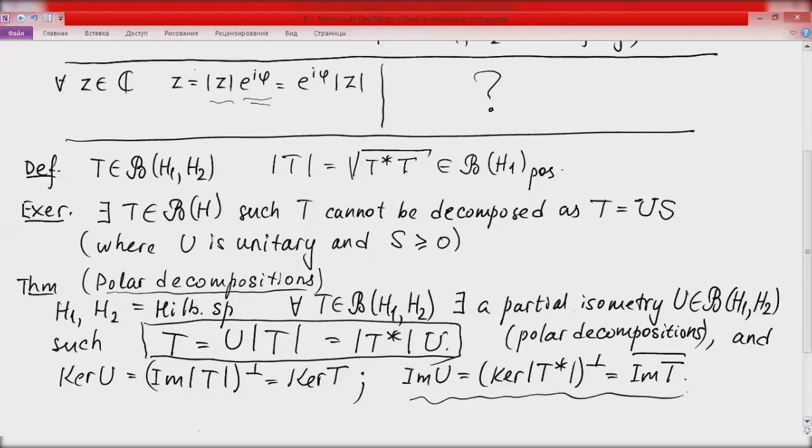And also the first formula here has a rough geometric meaning, namely, if U satisfies the polar decomposition formula, then we already know how U behaves on the image of the modulus of T. It takes the modulus of Tx to T of x. And this formula means that if you take something which is orthogonal to the image of this operator, then U takes this vector to 0. So again, this can be interpreted as the property that U is the smallest possible operator, the smallest possible partial isometry, satisfying the polar decomposition formula.